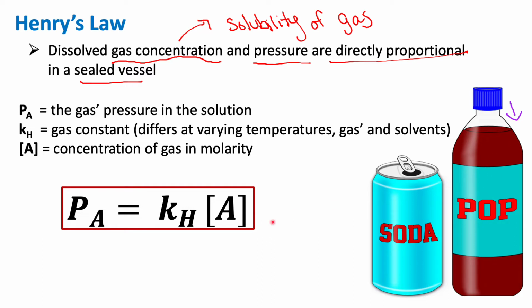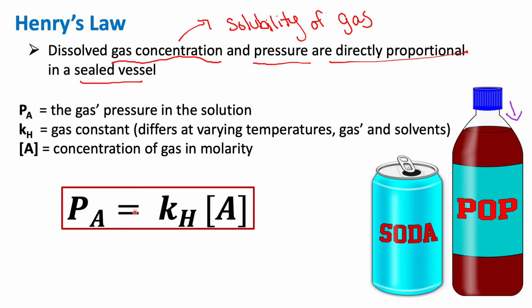I hope that makes sense, but I'll reiterate one more time. Essentially, if our pressure decreases, the solubility of the gas is going to decrease. And if our pressure increases, the solubility of the gas is going to increase. So essentially, they are directly proportional to one another. If one increases, the other will increase. If one decreases, the other will decrease. And that's Henry's law.